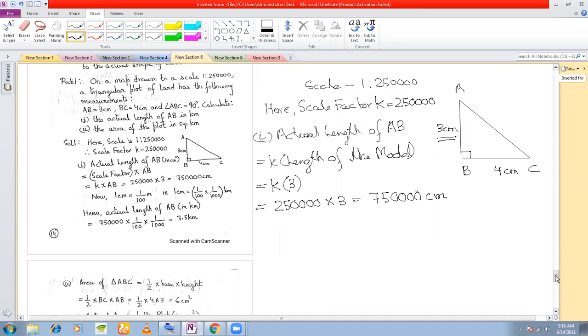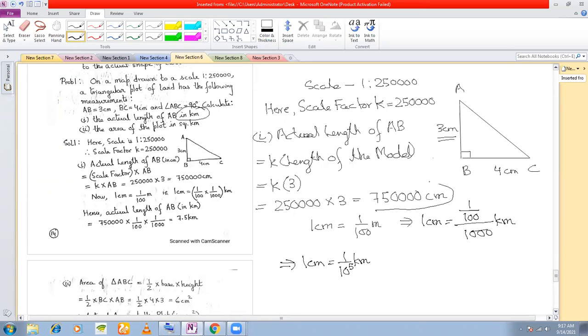How do you convert centimeter to, in fact, kilometers? Because they have asked you in kilometers. 1 centimeter is 1 by 100 meter, right? Now if you want to convert this to kilometers, you have to divide the meter by 1000. That means 1 centimeter is 1 by 10 to the power of 5 kilometer, right?